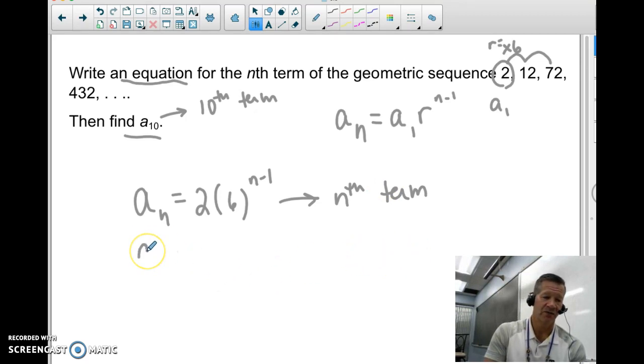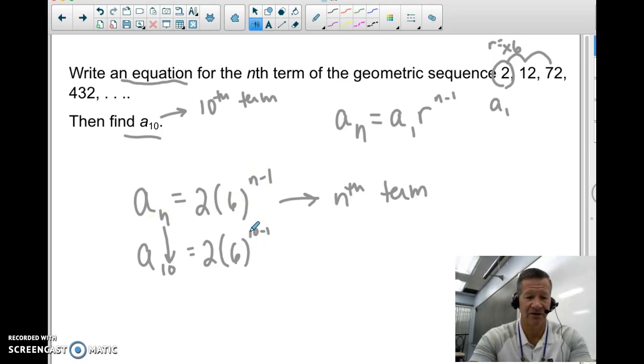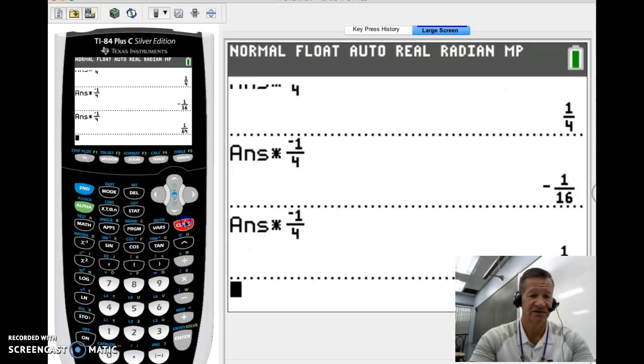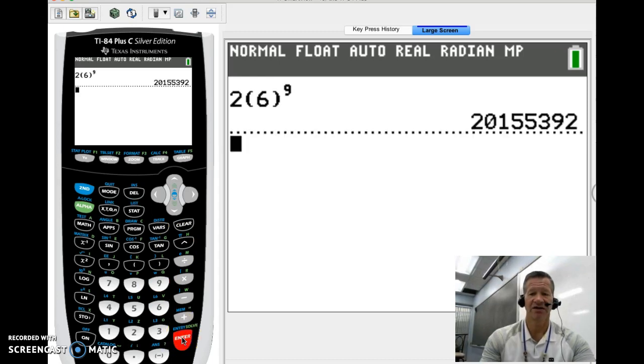So now that we know that, we can say the 10th term is simply going to be 2 times 6. Now look at this. N is the 10th term, right? We put 10 in place of n here, so I must put 10 in place of n here also. 10 minus 1, which is 9, of course. Now, raising 6 to the 9th power is going to be a big number, so I'm going to use my calculator for this. I'm going to go 2 times 6 raised to the, and you can put 10 minus 1, but it's easier to just put 9, and you're going to get a big number.